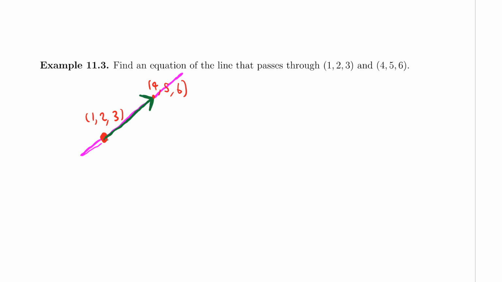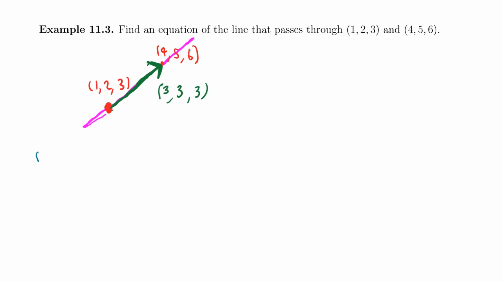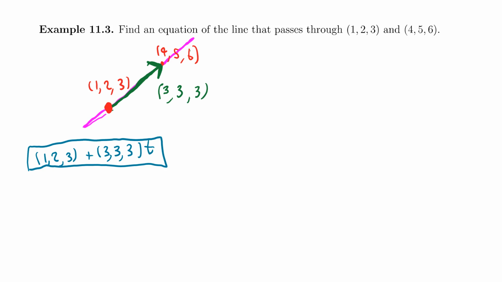What are the coordinates of this green vector? Well, the coordinates of this vector are going to be just 4 minus 1, which is 3, 5 minus 2, which is 3, and 6 minus 3, which is 3. So I'm looking at a line that starts off at 1, 2, 3, and is parallel to 3, 3, 3. And this line is going to be just 1, 2, 3, plus 3, 3, 3, times t. So this is the vector equation of the line that I want.